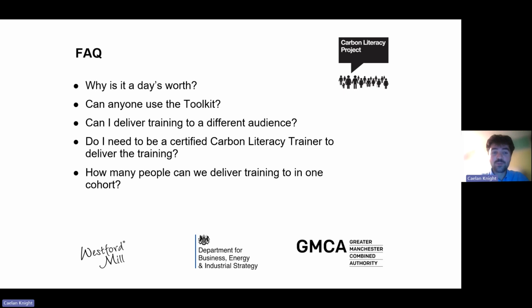We often get asked how many people we can deliver training to in one cohort. We recommend around 15 to 20, and we recommend that you deliver alongside a facilitator to ensure that the group inquiry and the activities are facilitated properly.